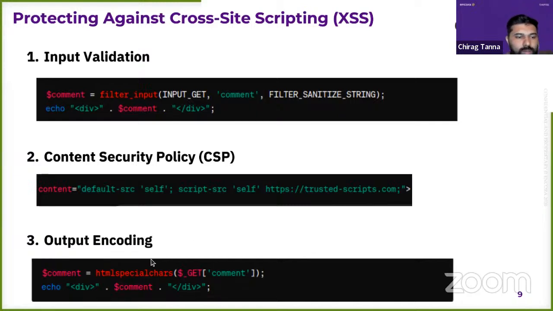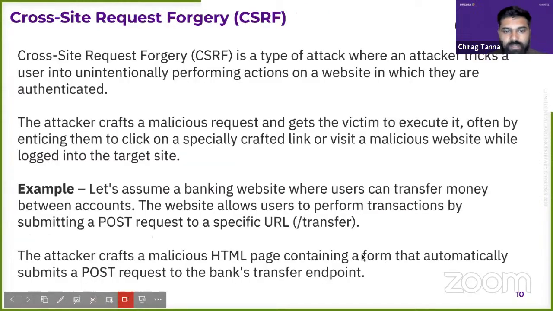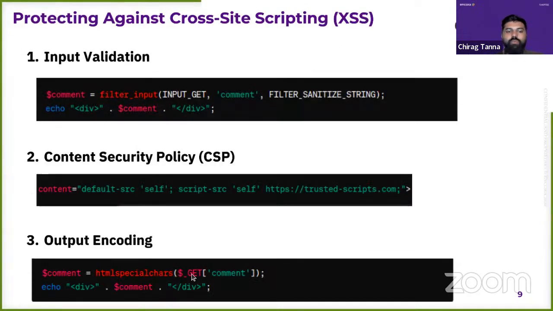Okay. Third thing, output encoding. This is a very common PHP function, htmlspecialchars, and in that we need to provide the variable. So whatever value is inside this variable, it will convert the HTML special characters from that variable's value and give you the raw value. Let's see, like if I give a value inside the script, then it will neutralize the script part and give you the value via this htmlspecialchars function.